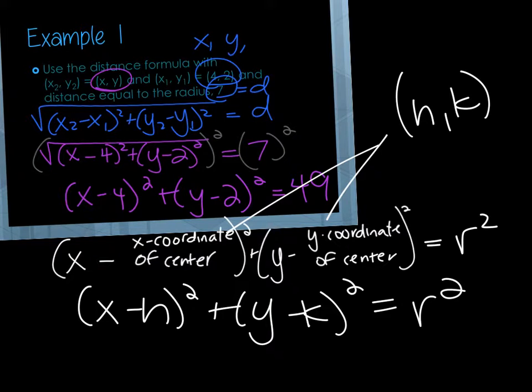So the circle is pretty easy. All you have to do is plug in the center and the radius. When you plug in the center, it's going to change the sign. So if that was a positive 3 as my center, it becomes x minus 3. If it was a negative 3, it becomes x plus 3. And then the radius, all I have to do is square it.